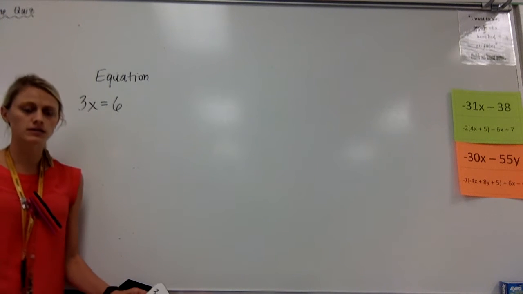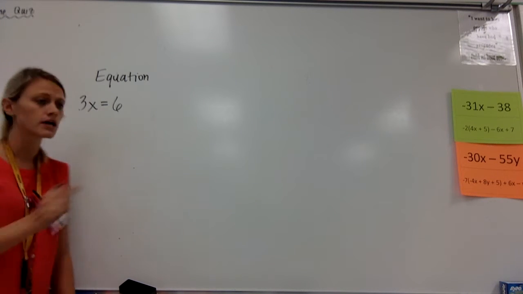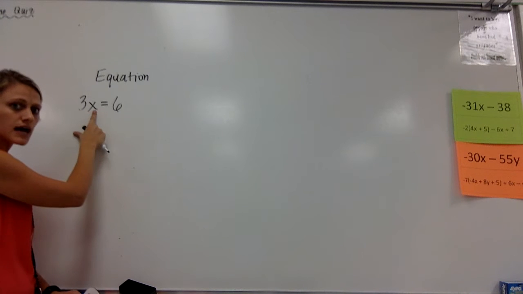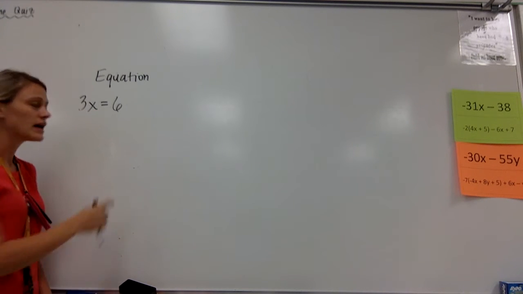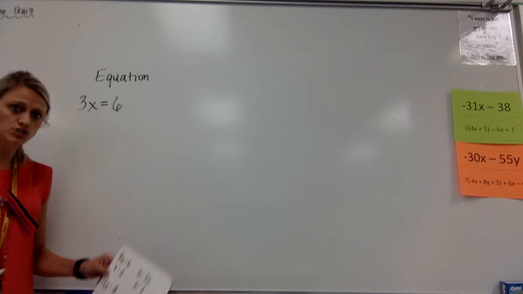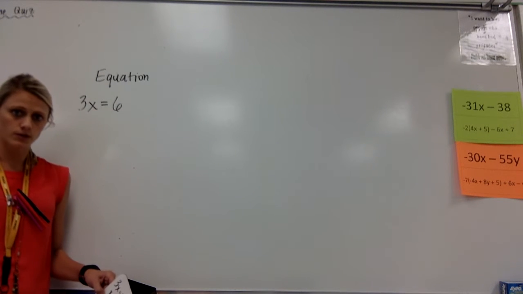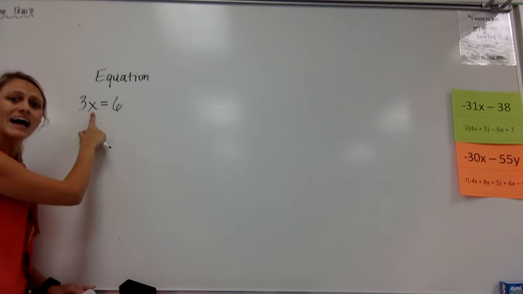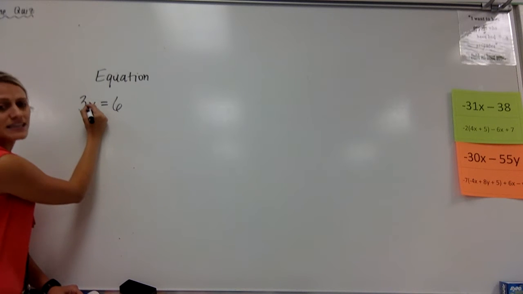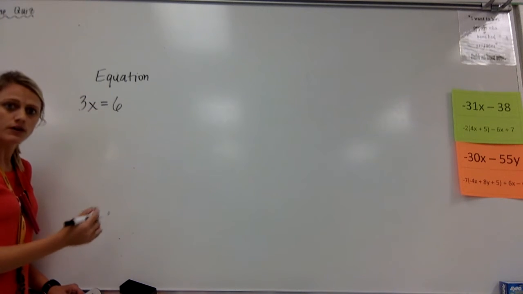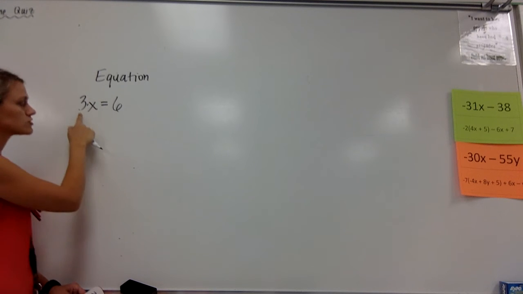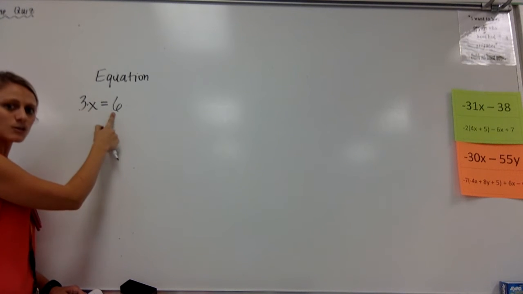So what we're going to start doing now is actually solving these equations, so figuring out what is x. I'm taking 3 times x, some number, and it's equal to 6. In order to do that, you have to undo what's being done to the variable. So in this case, our variable x is being multiplied by 3. If you see a number right next to a variable, it means that it's being multiplied. This is 3 times x equals 6.